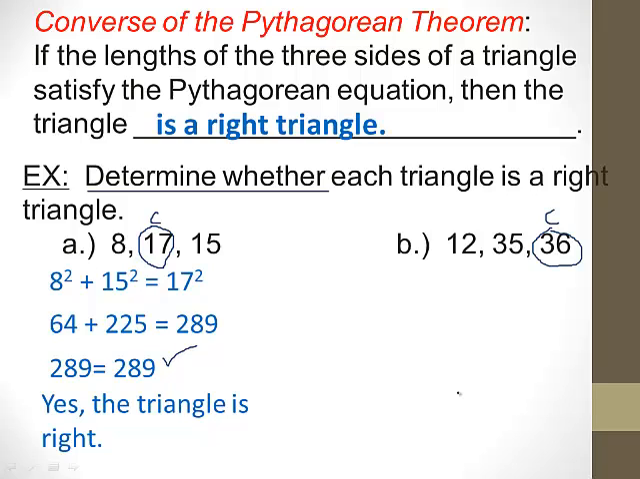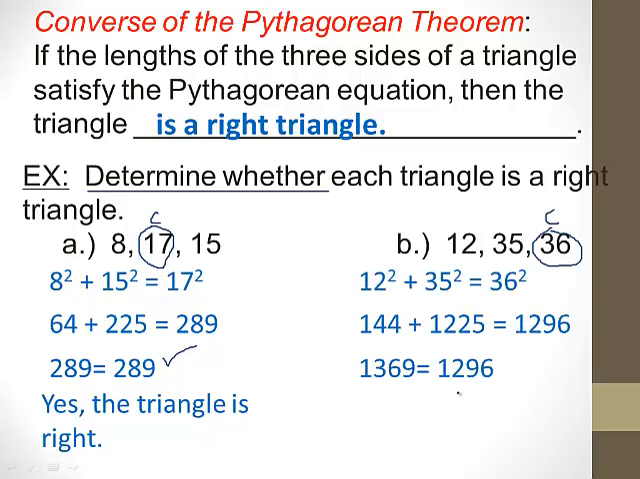Okay, what about b? Again, plug it into the Pythagorean theorem, evaluate. We come up with 2 different values, so we can put a little slash through it saying that they are not equal. So this is not a right triangle.